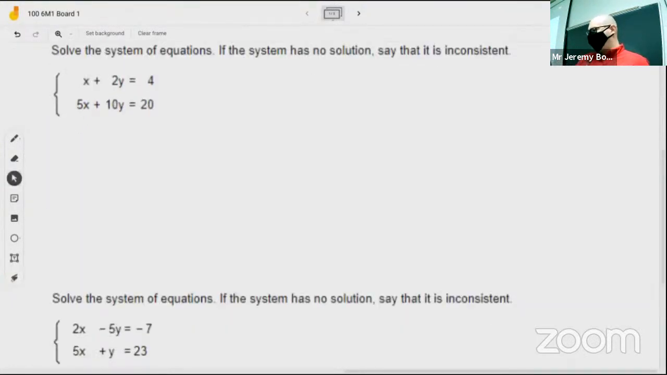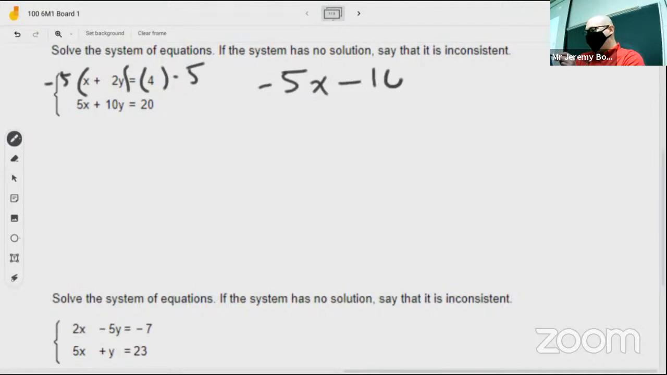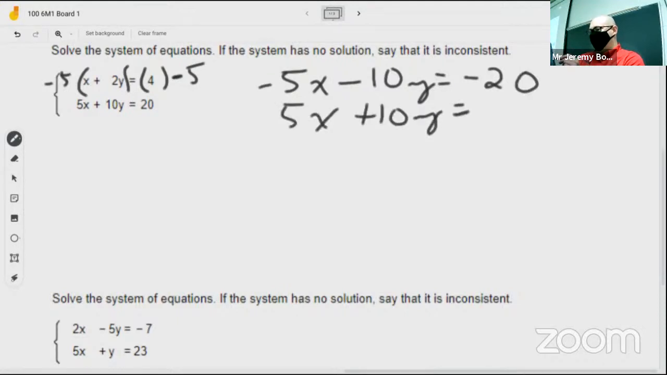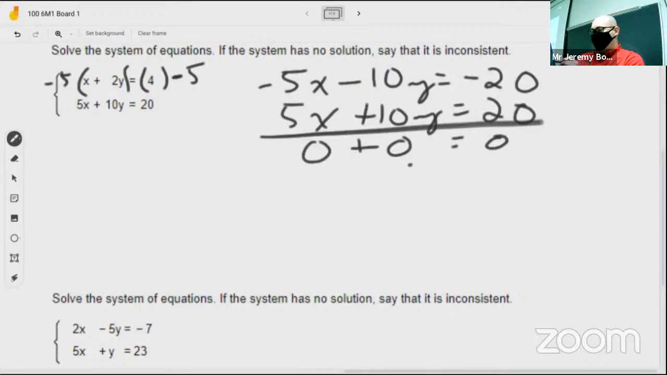All right, so the second one. What'd y'all do for this one? Negative 5 for the top one. I think this is good. You're trying to get rid of it. Well, so we have negative 5x minus 10y equal to, this is a negative, negative 20. And then you have 5x plus 10y. And you may see it now. What's going to happen? It's all going to be 0 plus 0 is equal to 0. So 0 equals 0. So what does that tell us?